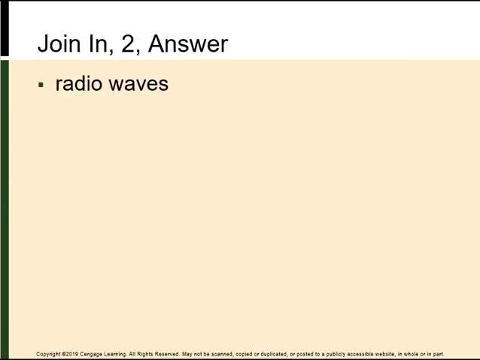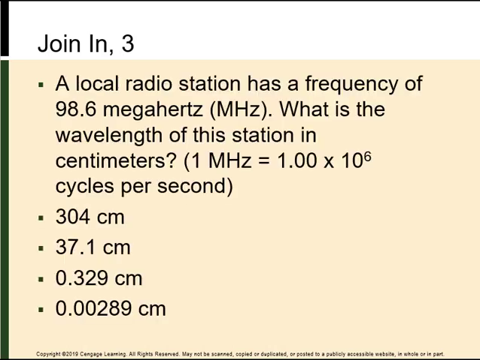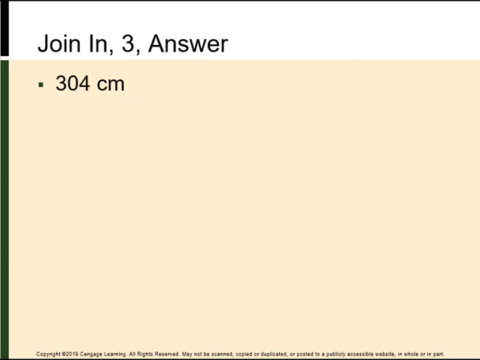All right. What about this one? The local radio station has a frequency of 98.6 megahertz. What is the wavelength of the station in centimeters? See if you can solve that one. Pause it, and we'll check in just a second. Hopefully you got 304 centimeters.